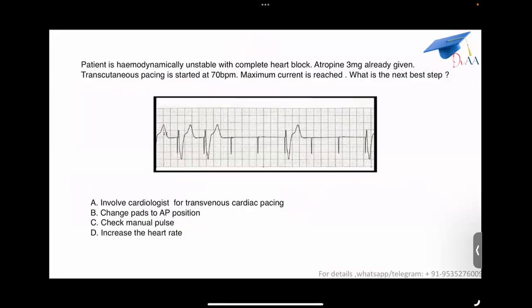So the patient is hemodynamically unstable, complete heart block, 3 mg adrenaline already given, transcutaneous pacing started at 70 beats per minute, maximum current is already reached. What is the next best step, they're asking? Option B. Change the pads to anterior posterior position.